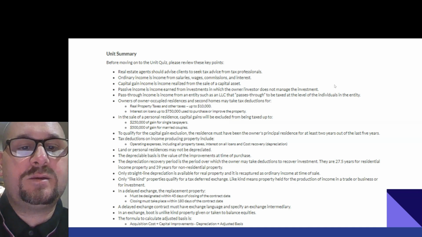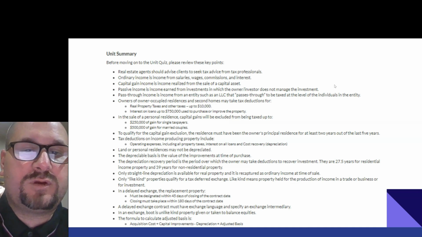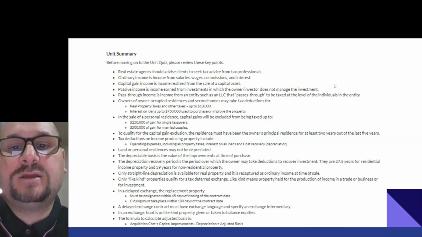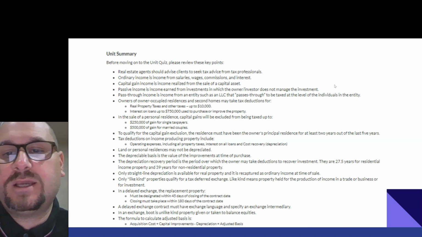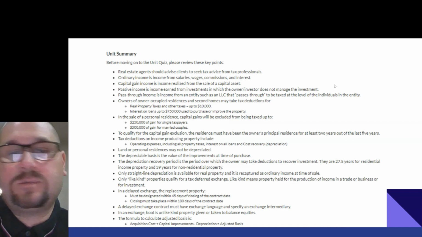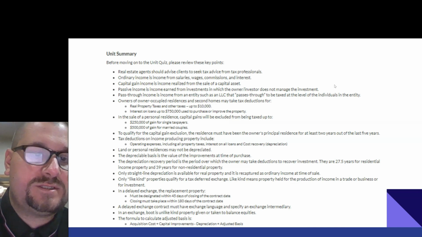Only like-kind properties qualify for a tax-deferred exchange. Like-kind means property held for the production of income in a trade or business or for investment.